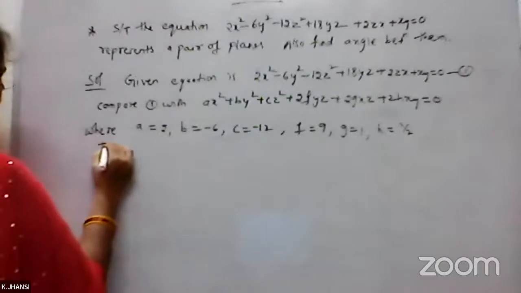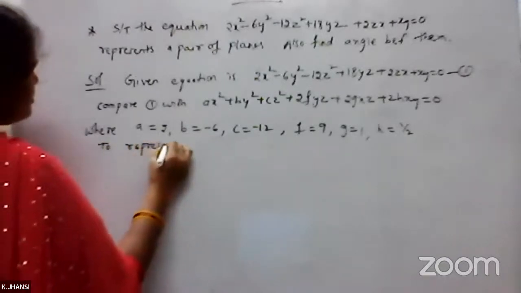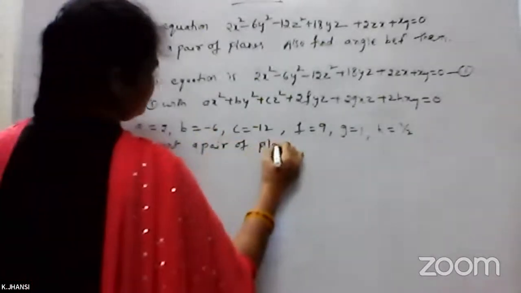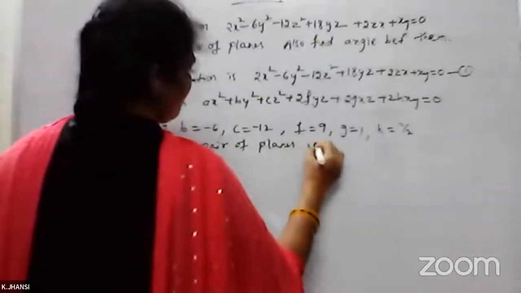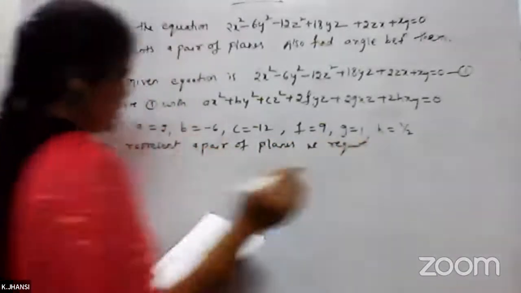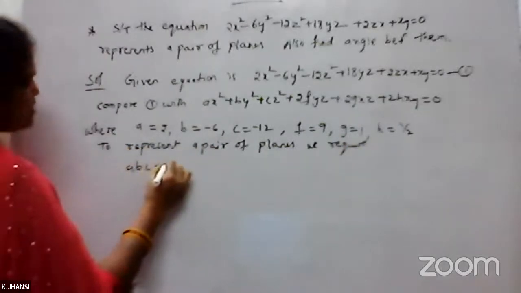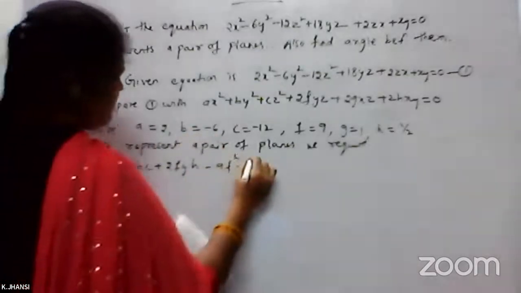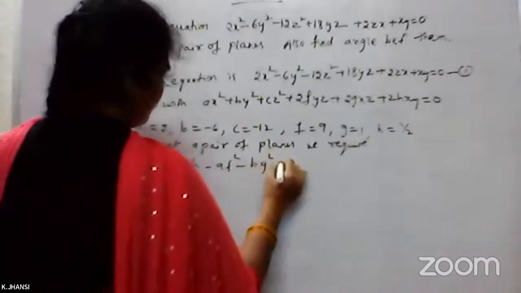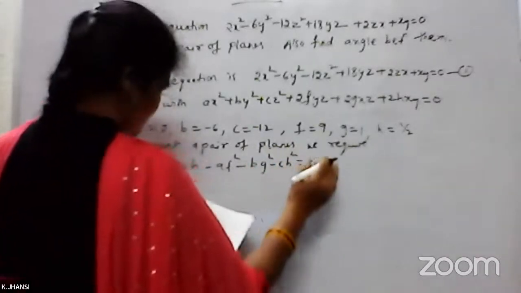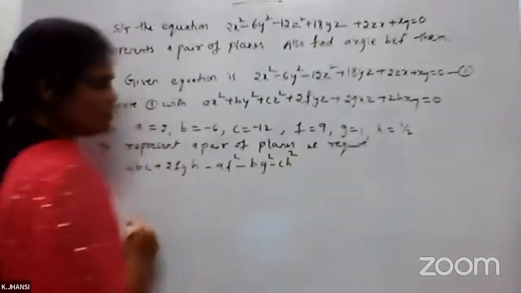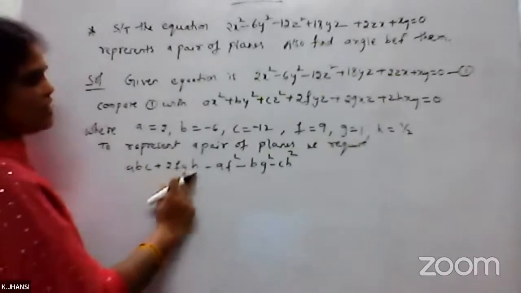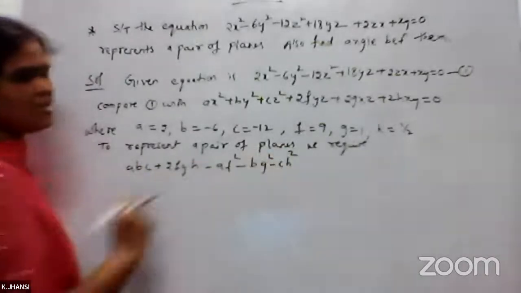To represent a pair of planes, we require the formula: ABC plus 2FGH minus AF square minus BG square minus CH square equal to 0. If you are unable to remember this one, that is ABC plus 2FGH minus AF square minus BG square minus CH square.